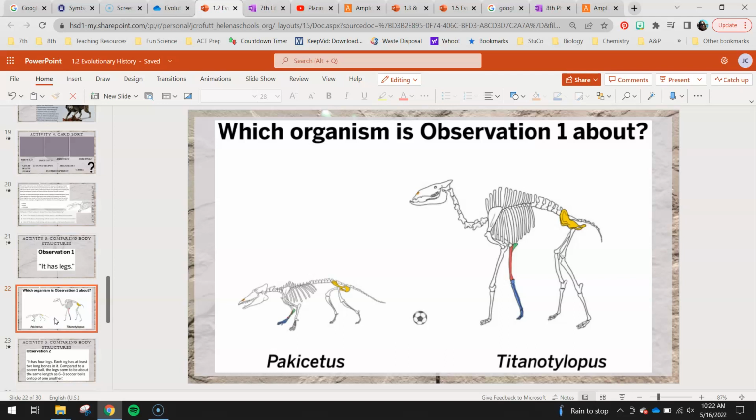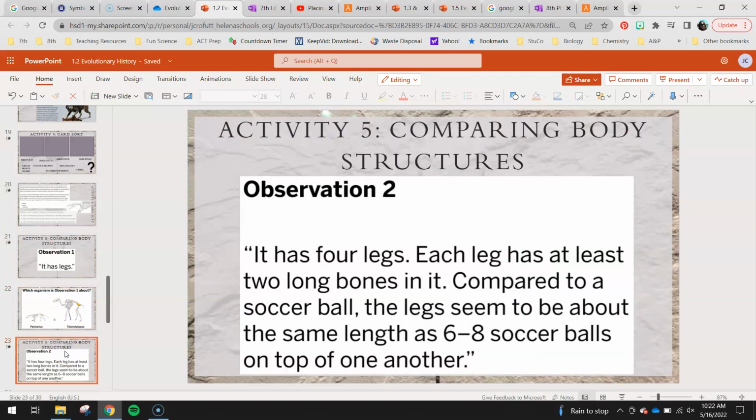Okay, you don't know because they both have legs. So is that a good observation to make when we're comparing body structures? Okay, let's take a look at a second example. So this is observation 2.